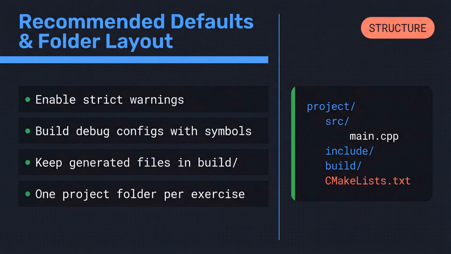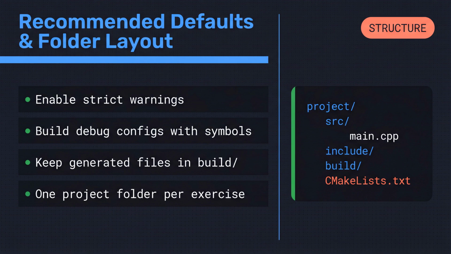Before you start writing real exercises, establish 4 habits. First, enable warnings at a strict level. -Wall -Wextra for GCC and Clang, or /W4 for MSVC. Warnings catch bugs before you run the program. Second, always build debug configurations with symbols. That means the -g flag. Without it, your debugger can't show you source lines or variable values.